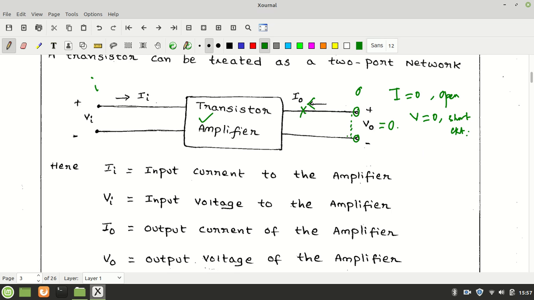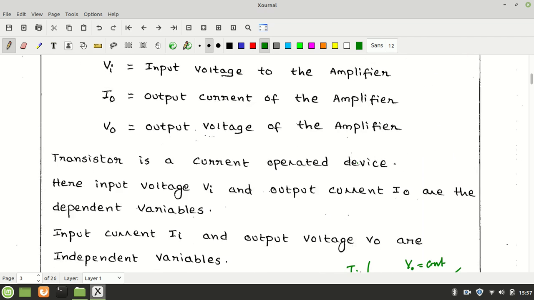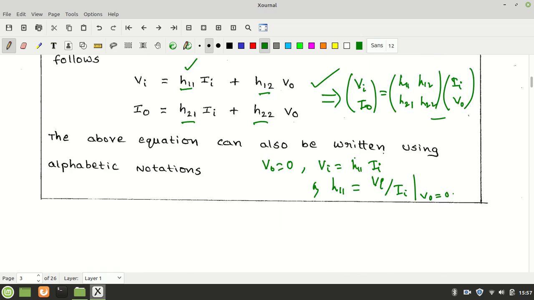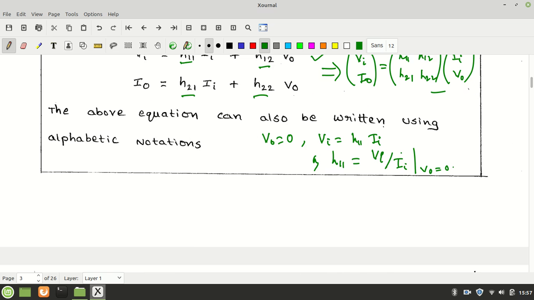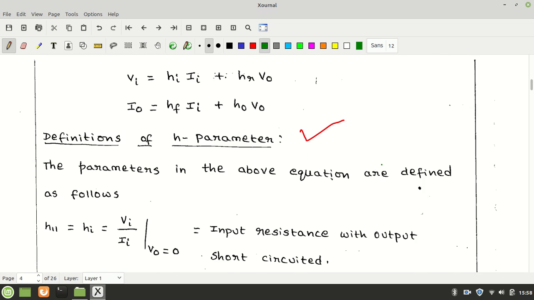So this will be kept in your mind while defining those H11. H11 is the input resistance or input impedance in general, because those Vi and Ii can be time dependent in character. So these are input impedance. Why input? Because it is a ratio between input voltage and input current, when the output terminal is short circuited to AC actually. So those quantities are defined as Hi.